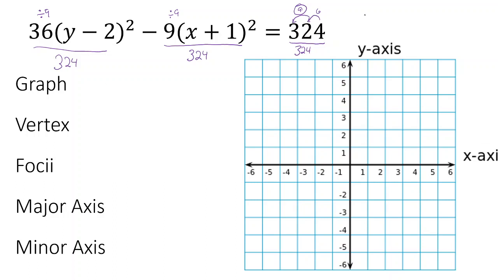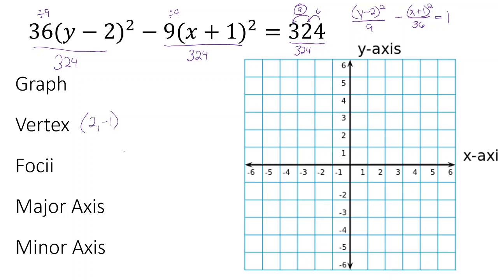So the equation that we end up with, the reduced equation, is going to be y minus 2 squared over 9 minus x plus 1 all squared over 36 equals 1. That's my graphing equation, all right? My vertex is 2, negative 1.